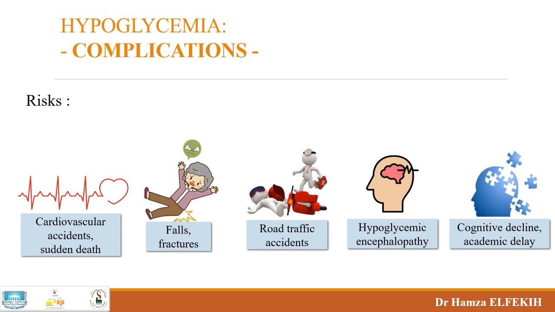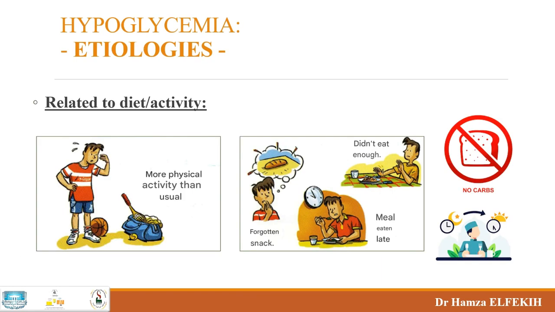For the complications, the patient with hypoglycemia risks having a cardiovascular accident, so myocardial infarction, stroke, sometimes sudden death. The patient could have fractures secondary to falls, or road traffic accidents. In case of repetitive hypoglycemia, the patient could have encephalopathy with cognitive decline, or academic delay in children.